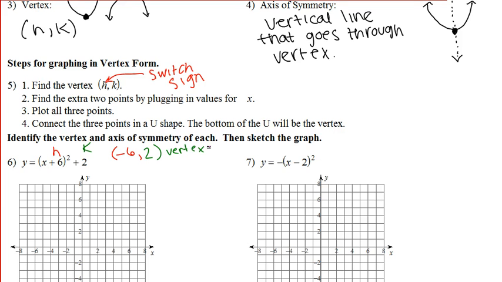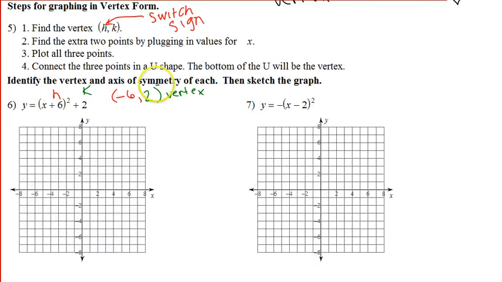Now to be able to graph, I need to find the 2 extra points. What I'm going to do is take my x value, that's that first h value right there, negative 6, and I'm going to add and subtract 1 from it. I'm going to add 1 to negative 6, and negative 6 plus 1 is negative 5, comma, and I'm going to leave that spot blank. I'm going to write 2 points here, 2 extra points.